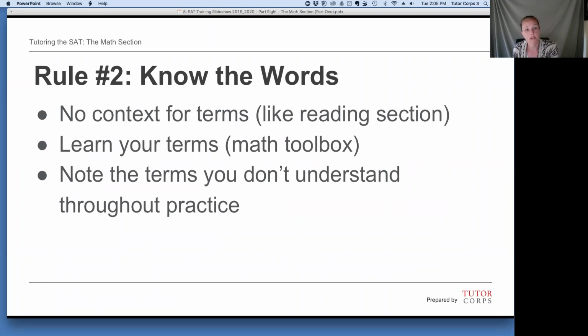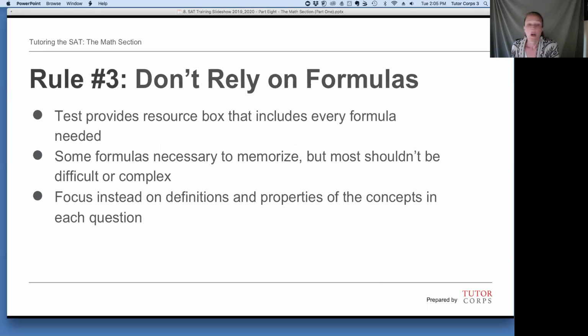Words are important, second rule. Students may think they understand the definition of a word like integer, but they don't really know the parameters. So they really need to know the terms, they need to know them well. Check out the math toolbox, quiz your students, test them, make sure they understand everything like the back of their hand. Formulas.